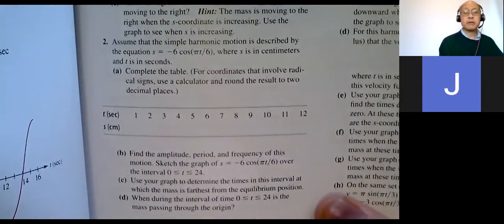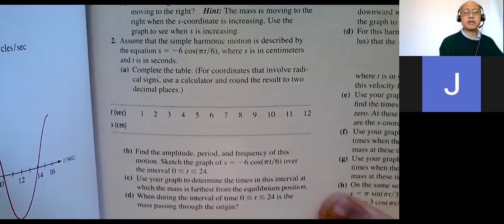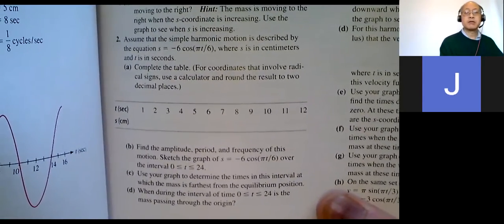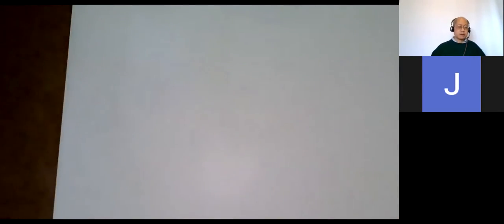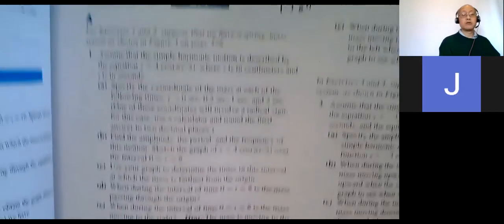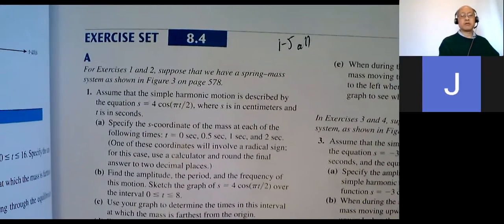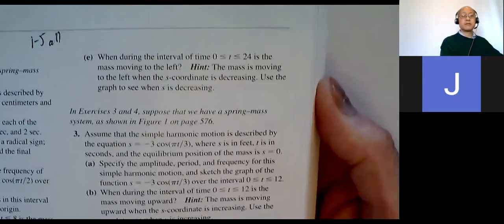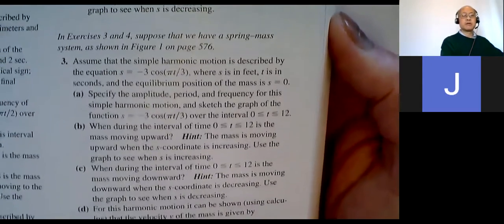Assume that a simple harmonic motion is described by the equation S equals -6 cosine pi t over 6, S is in centimeters, T is in seconds. Let me put that down. Let me do the usual of showing you the book in case you're one of the students that is never getting the book, so you can read everything there. And more there, and more there.